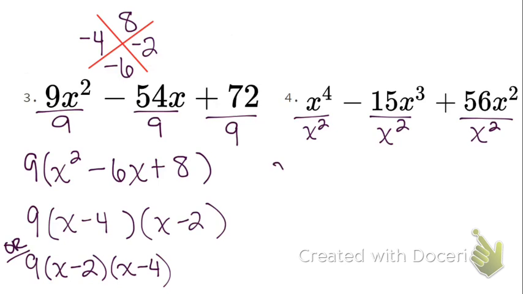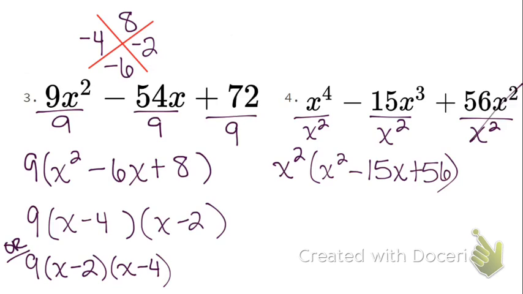When we do that, our GCF goes outside some parentheses. We'll put our leftovers on the inside. So x to the 4th divided by x squared, we subtract our exponents. We get x squared minus the 15 staying the same. 15 over 1, still just 15. X cubed divided by x squared is x. Plus 56 because the x squared's canceled out.